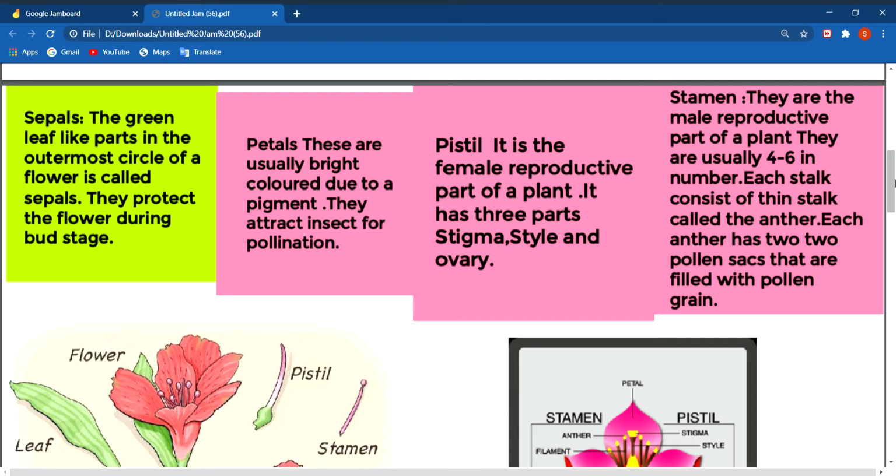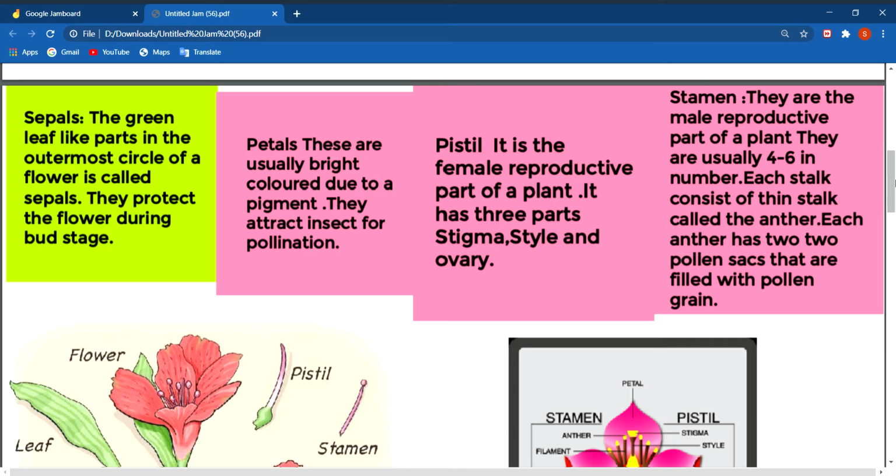Pollen grains are yellow, fine dust-like particles which contain the male sex cells of the flowering plant. Sometimes when you hold a plant, you get some yellow dust stuck to your hand. Those are pollen grains. The male part is also called the androecium. The stamens are also called androecium. Usually the flower has both male and female parts in a single flower.